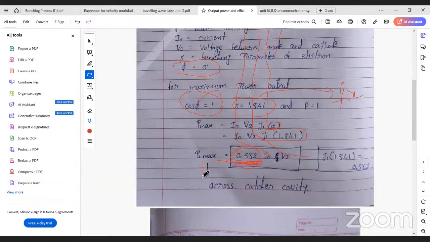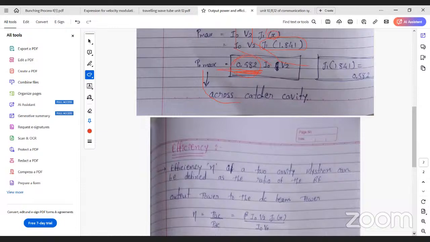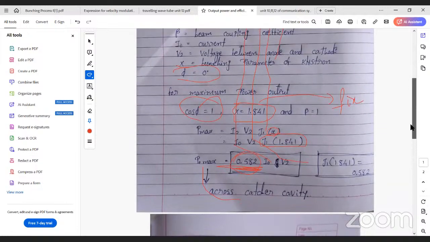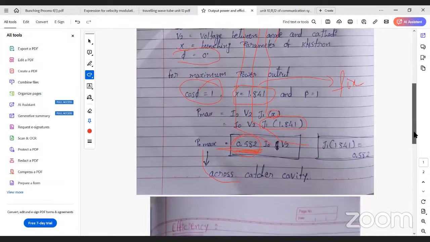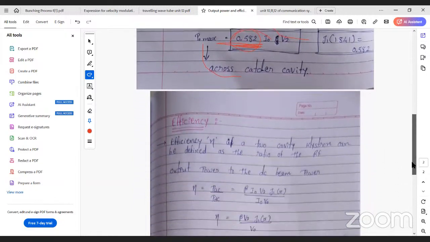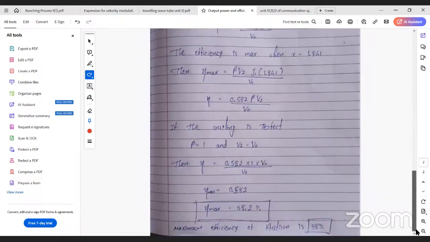What is P naught maximum? This P naught maximum is across the catcher cavity. Is the maximum power in the catcher cavity across the input side or output side? Outside. So we are calculating power across the output side. What is the formula for output power? Output power P naught maximum equal to 0.582 times I naught times V2. Next, we will see the efficiency.